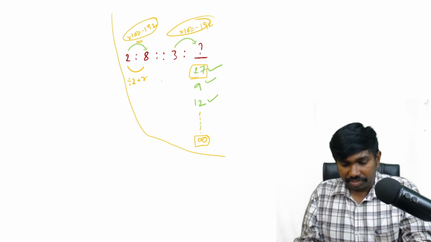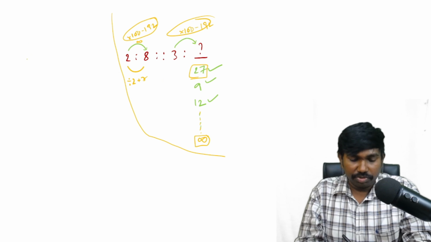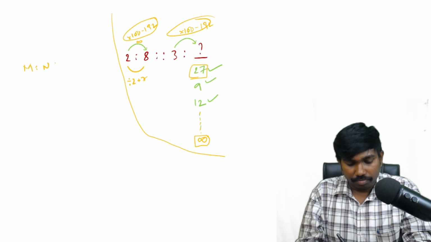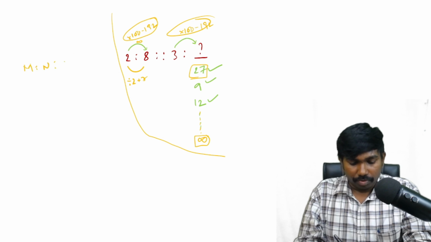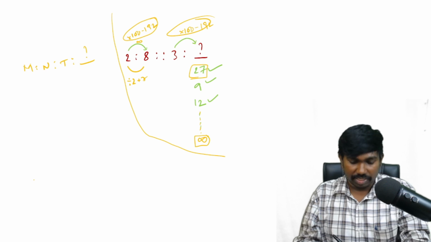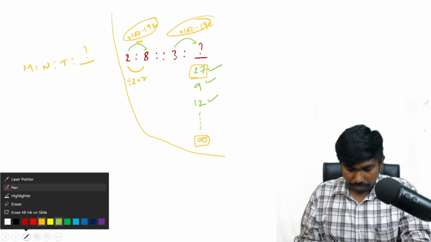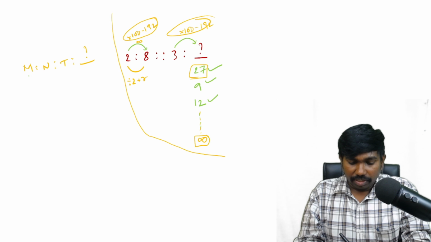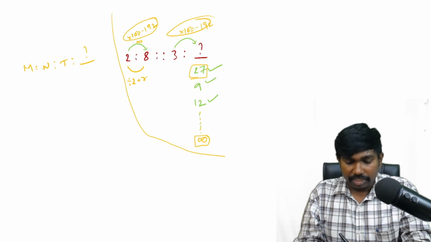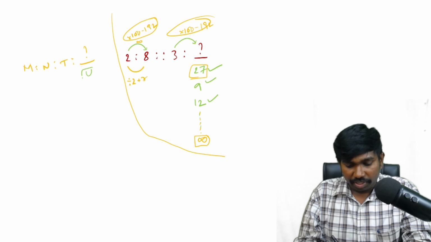Let me give one example for a letter also. Suppose M is analogous to N, then T is analogous to dash. Yes, answer. One logic is M, next letter is N, so for T the next letter, U, must be the answer. Suppose U is not there in the options? We should search for some other logic.